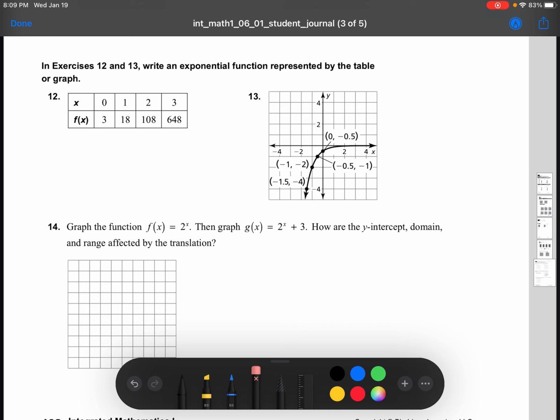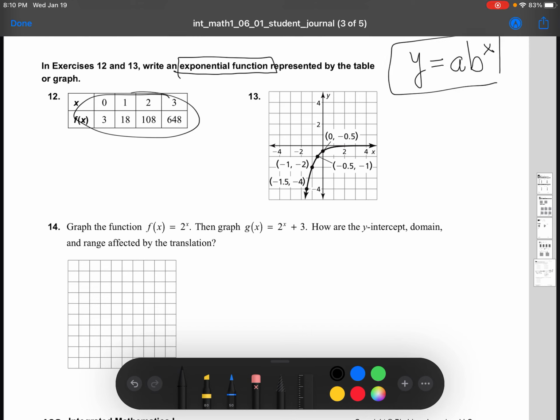Exercise 12 and 13, we need to write an exponential function. An exponential function represented by the table or the graph. So using the values we see here, we need to make sure we write an exponential function just like the one that I'm writing here. Keep in mind that a is what we call the initial value. And that initial value happens when x is 0. This is the clue, important one.